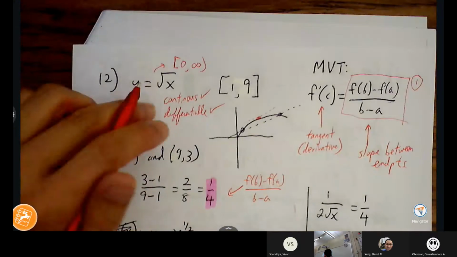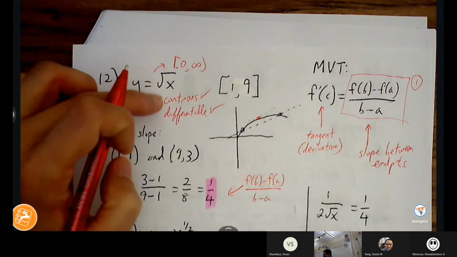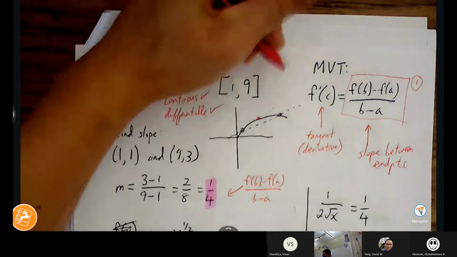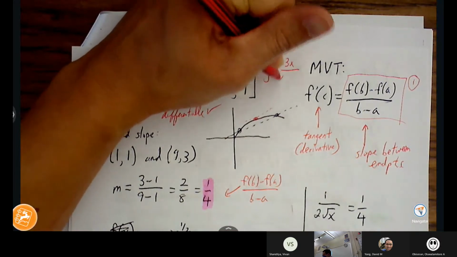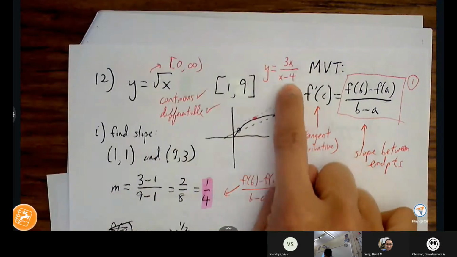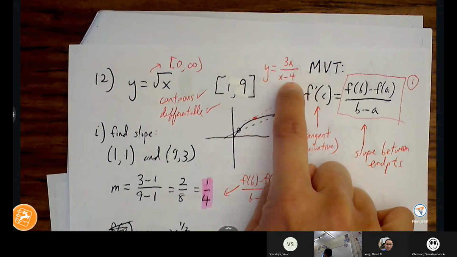But for our purposes, the only time you really have to be worried is if you see a variable in the denominator. If you see something like y is equal to 3x over x minus 4, then you'll be more concerned because you know that there is a potential break.